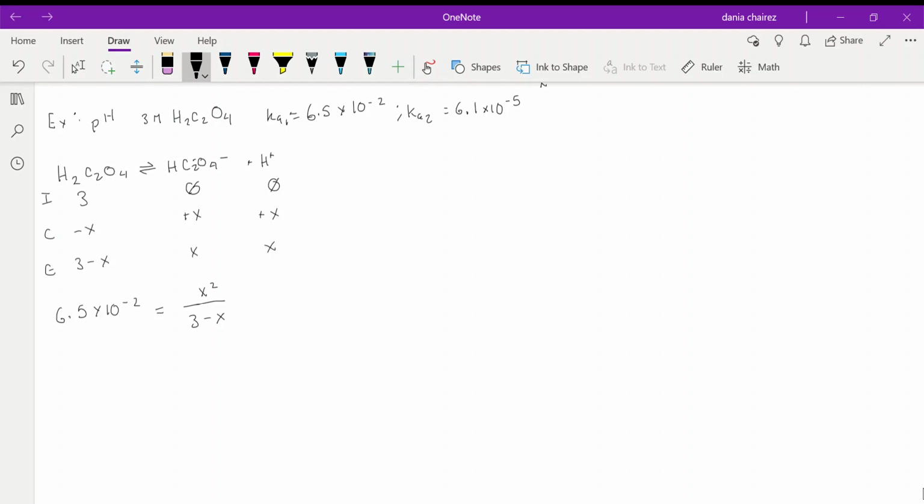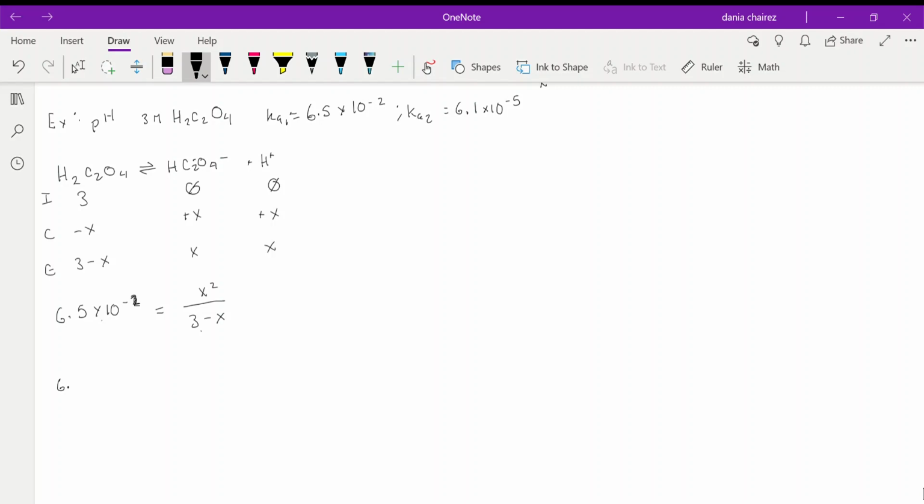Remember how I said it has to be either smaller than negative 5 or a 1,000 difference between our initial and our Ka in order to disregard the x? Well, in this case it's not, because it's negative 2. There's not going to be a 1,000 difference between a whole number like 3 divided by this. So we have to do the quadratic formula, which I know, it sucks.